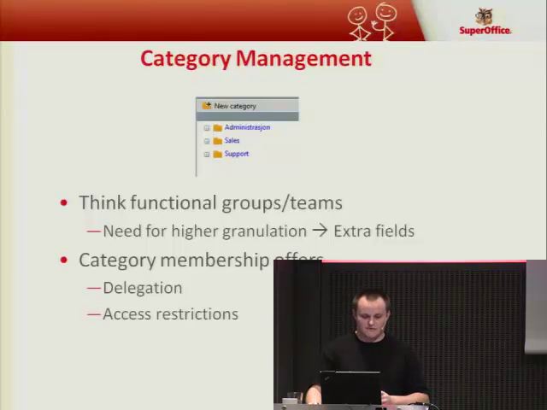So the basic layout for a typical category structure is you have one category for support, one category for sales, and another category for, for instance, administration. Those are the three default categories in the system. But for bigger installations, you might have a category for first line support, second line support, third line support, and you might even have functional groups within those areas, teams that have specific knowledge of that product, for instance, or that type of problem.